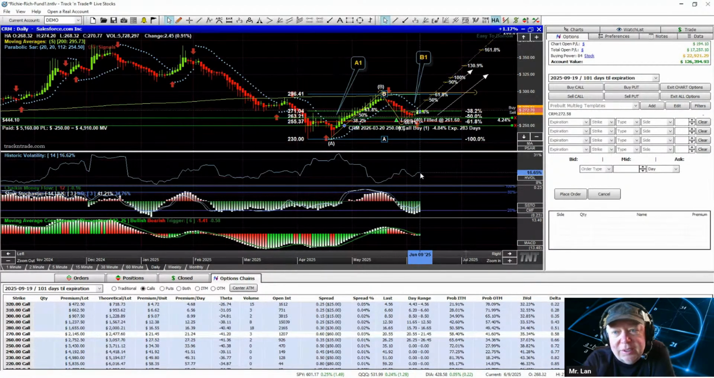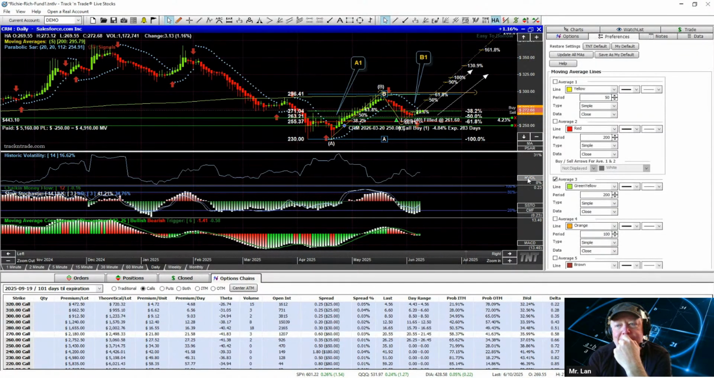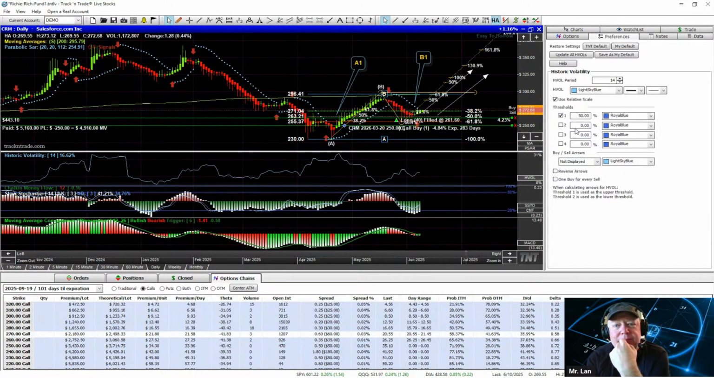All right, so we're at 16.65 on the historic volatility. It's been as high as 31 and as low as 9. Let's put in, what have we got in here? I wonder if we can, the thresholds. This 31 is the high. I wonder if I can put this in at 31 is the high. Let's put it in at 25.